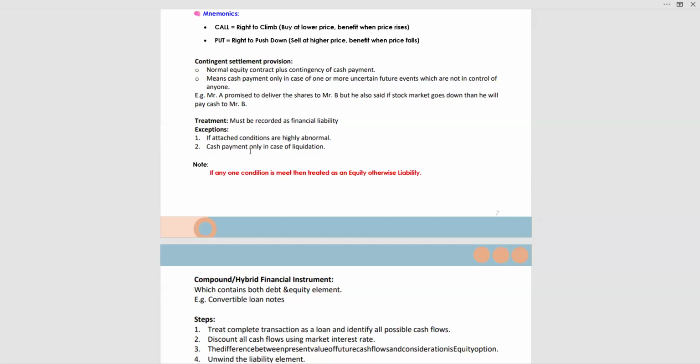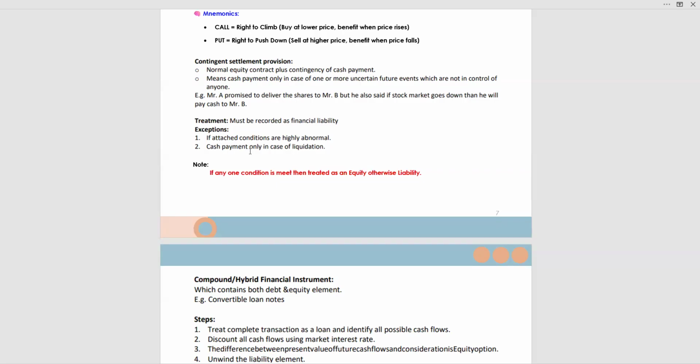Example: Mr. A promised to deliver the shares to Mr. B, but he also said if the stock market goes down, then he will pay cash to Mr. B. This is not in the control of anyone, as it can go up and can go down. So, the treatment must be recorded as a financial liability, but there are two exceptions. If any one condition is met, then it will not be recorded as a financial liability. In this case, it will be recorded as equity.